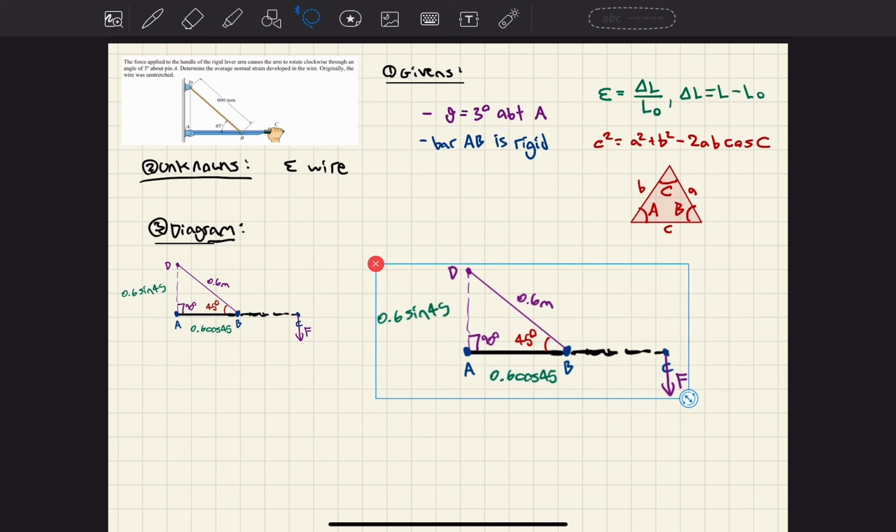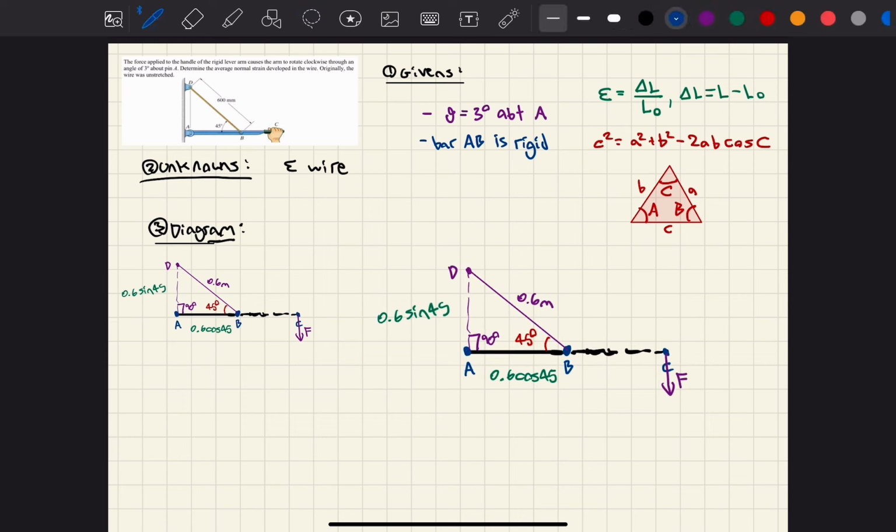Let's draw above it. Technology is very, very cool. Anyway, so this guy rotates after this force is applied. Remember, it's a rigid bar, so we don't have any deformation within the bar. It's not bending or anything like that. Let's say our force still acts like this.